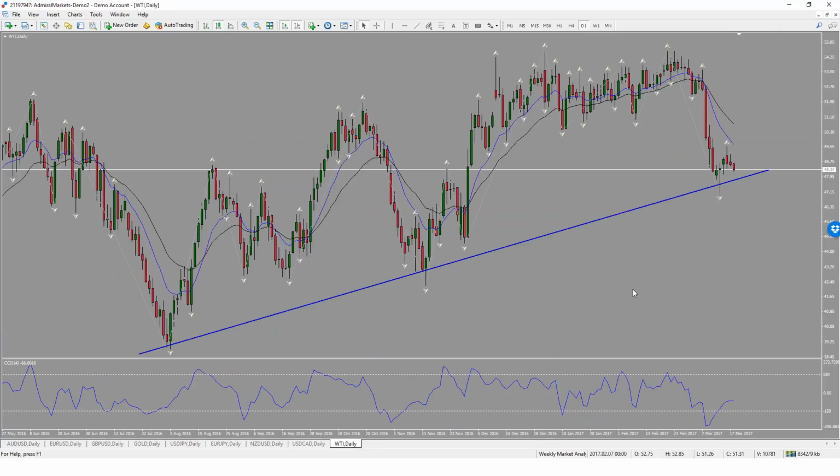WTI, there is a trade there for anybody who's interested. It did get triggered last week, but you're pretty much getting it at the same level, and it hasn't kicked far enough to hit T1 just yet.